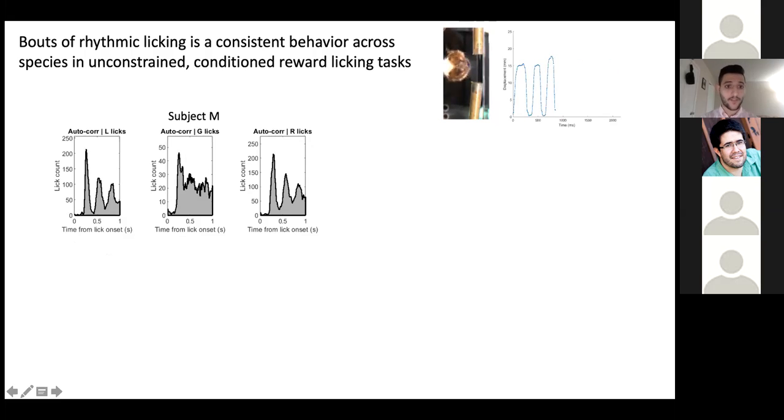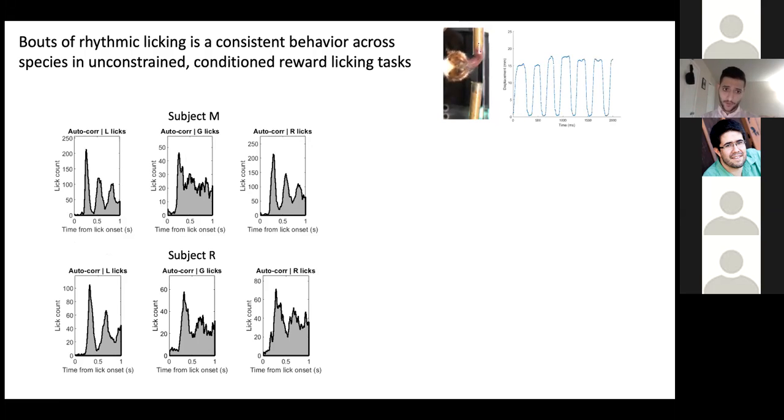All types of licks are fairly rhythmic as well, but reward-driven licks more so than grooming licks, again, because grooming licks can be very variable in their behavior and trajectories and kinematics. The same can be said for subject R, who is also very rhythmic in its licking.